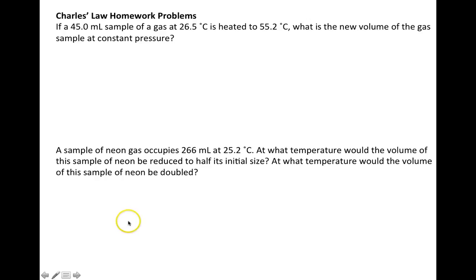And now we're doing Charles's Law homework problems out of your packet. All right, let me get my pen up and running here. Okay, so Charles's Law homework problems.